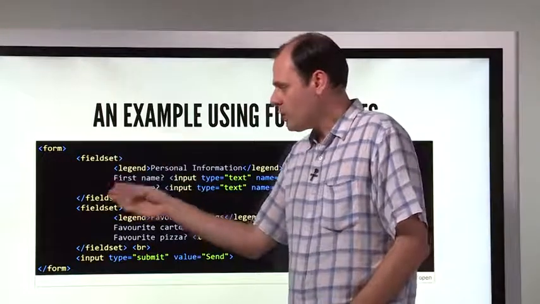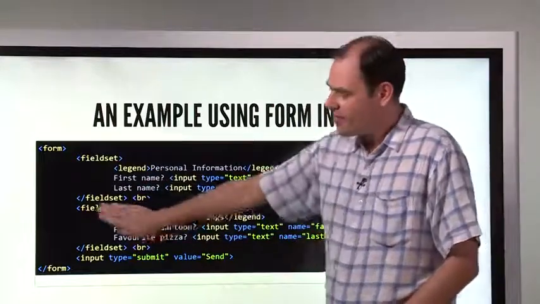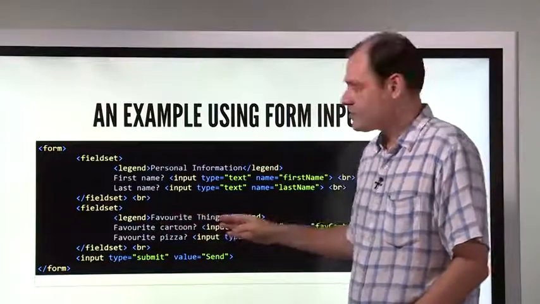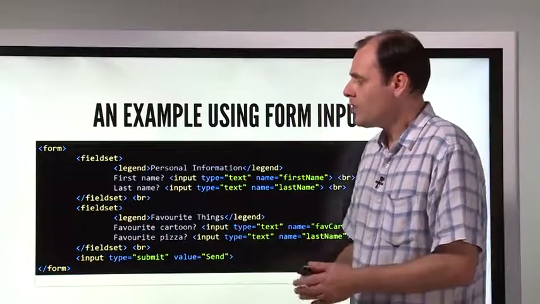So here, I've got my fieldset, I've got my legend, personal information, 2 inputs. What about here? Another grouping, fieldset, legend, favorite things. Okay, so I've got 2 groups which work together. All right, what does it look like?